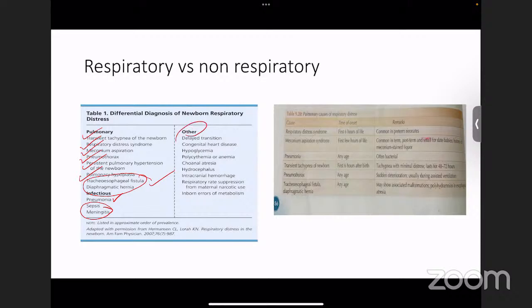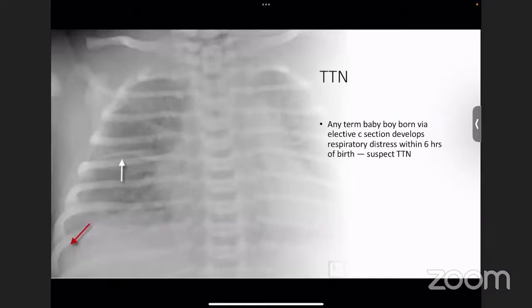What are the other causes? Congenital heart disease, as I said, hypoglycemia, yes, polycythemia and anemia can present. Choanal atresia, hydrocephalus, intracranial hemorrhage, yes, and respiratory rate suppression from maternal narcotic use, like if the mother is on opioids, or if the mother was given GA, it may go for neonatal depression, and then inborn error of metabolism. Right. Okay. So just clinchers.